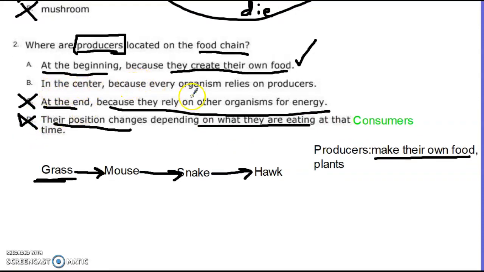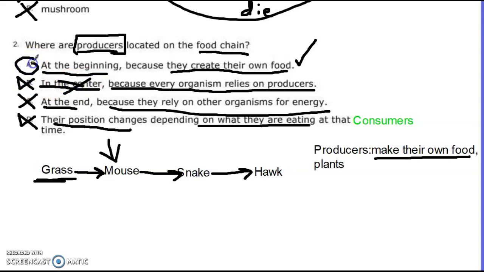This question is very tricky because this part right here is true. Every organism relies on producers. Absolute fact. And they will put things in the questions that sound 100% true. Like this. Every organism relies on producers. That's not a lie. But look at the work that we did down here. Are producers in the center? No. So this cannot be the answer. The only answer is A. Don't let them trick you with half-truths.